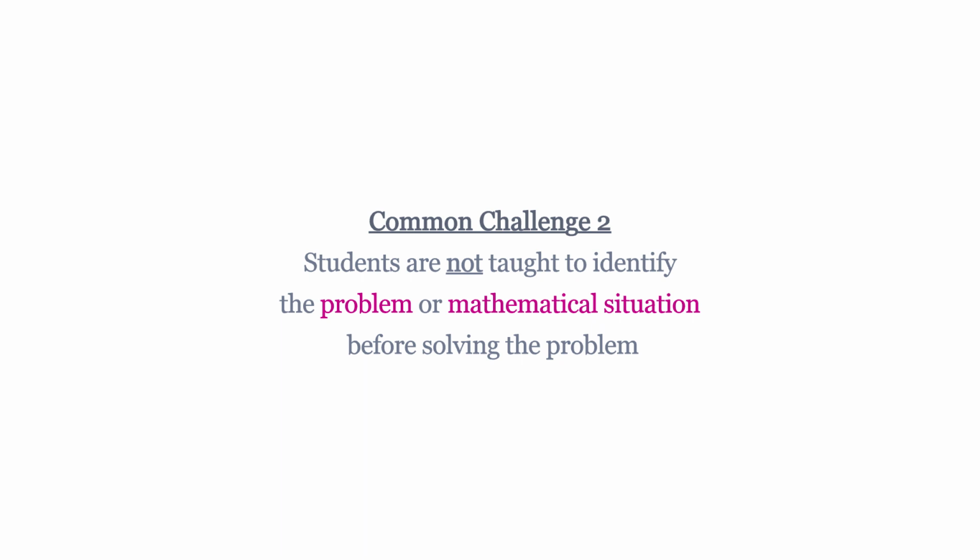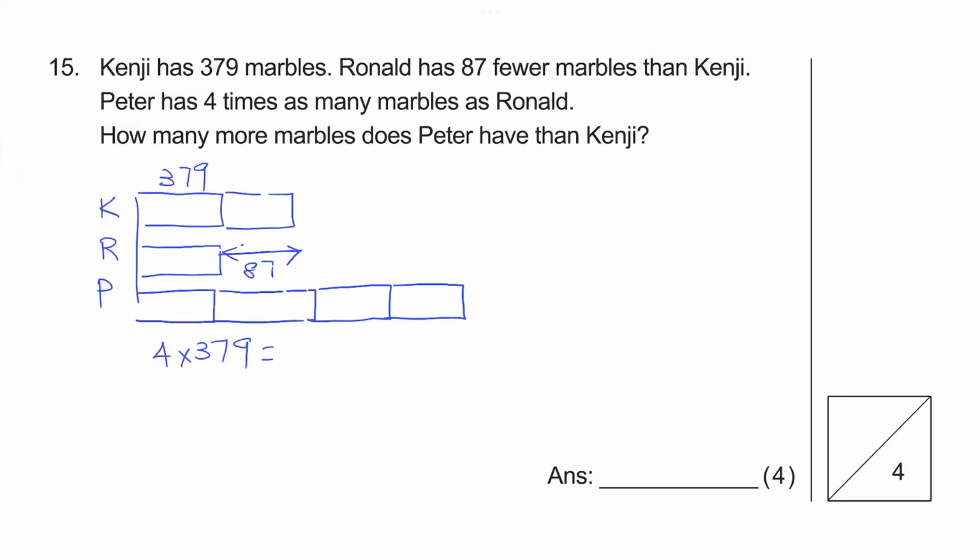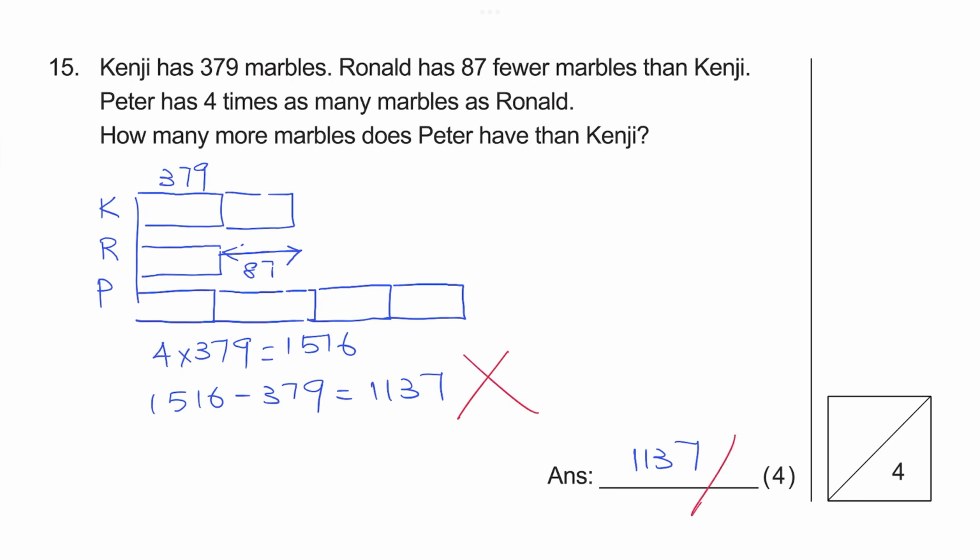Common challenge 2. Students are not taught to identify the problem or mathematical situation before solving the problem. This is another common approach that children use before learning the Big Math method. So, my child has already been using models, yet why are they still not getting math problems right? Without the understanding of various math conceptual frameworks, there is no basis to set their train of thoughts. As a result, the relationship between the numbers and the people in the questions will not make sense to them.